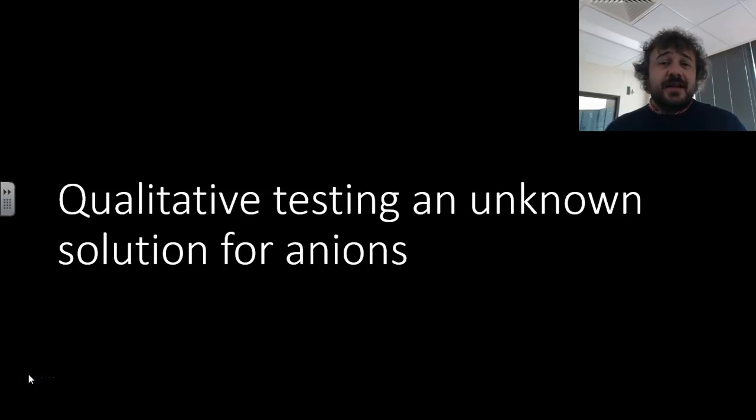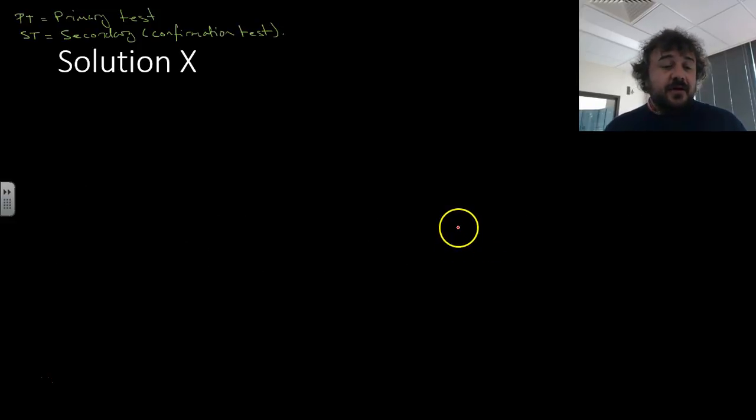Alright guys, so we're going to talk now about the qualitative tests we can do in an unknown solution for anions. This means it is an ion with a negative charge, and that's basically what an anion is. So we're going to refer to our mystery solution as solution X.